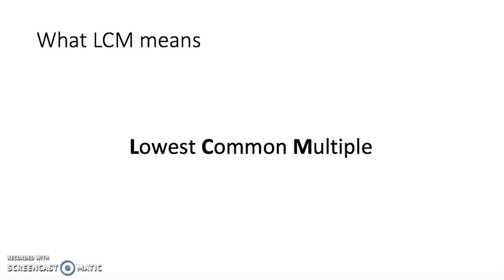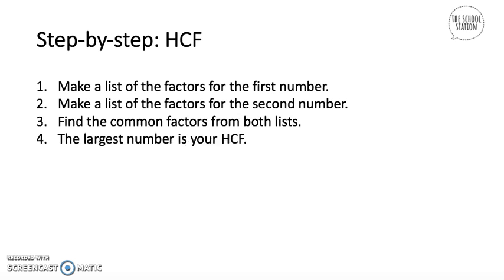So now that we've clarified what HCF and LCM are, we want to get on to the step-by-step method for finding the HCF of two numbers. The first thing you have to do is make a list of the factors for the first number. Do not worry, there will be examples later on, so if you don't understand the step-by-step method, I will be showing you some examples. But for now, number one, we have to make a list of the factors for the first number.